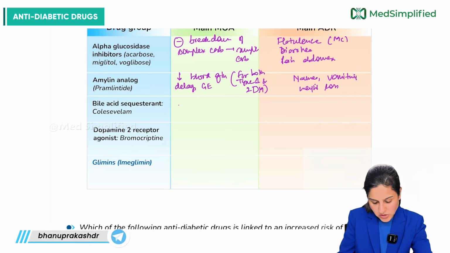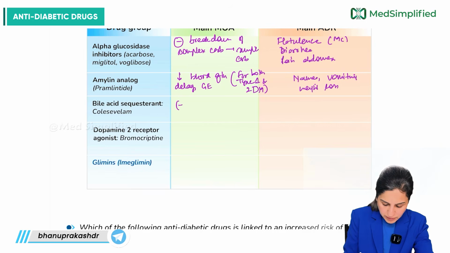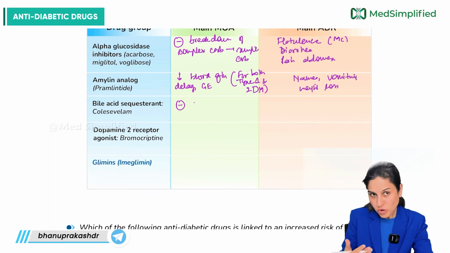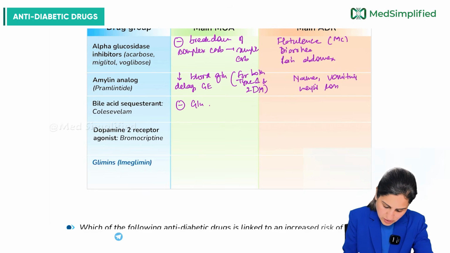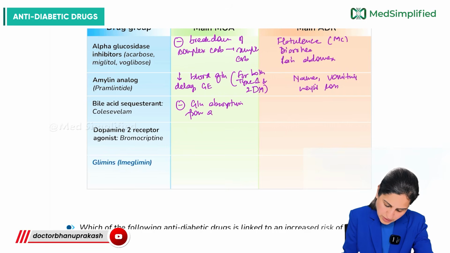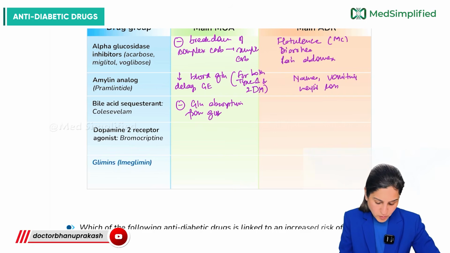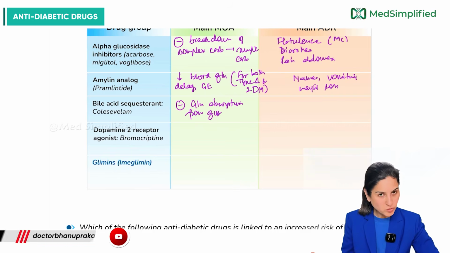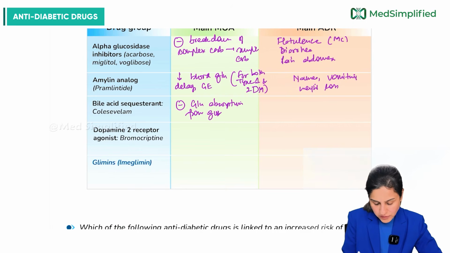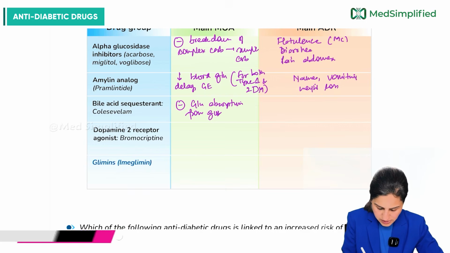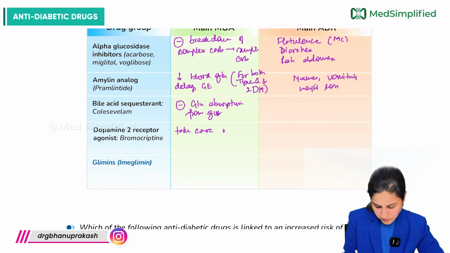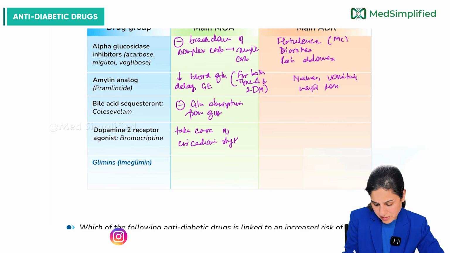Then bile acid sequestrants, colesevelam, are going to decrease glucose absorption from the gut. Dopamine 2 receptor agonist, the new one here is bromocriptine, which has a newer use. Why? Because it takes care of the circadian rhythm, right? It sets the circadian rhythm.